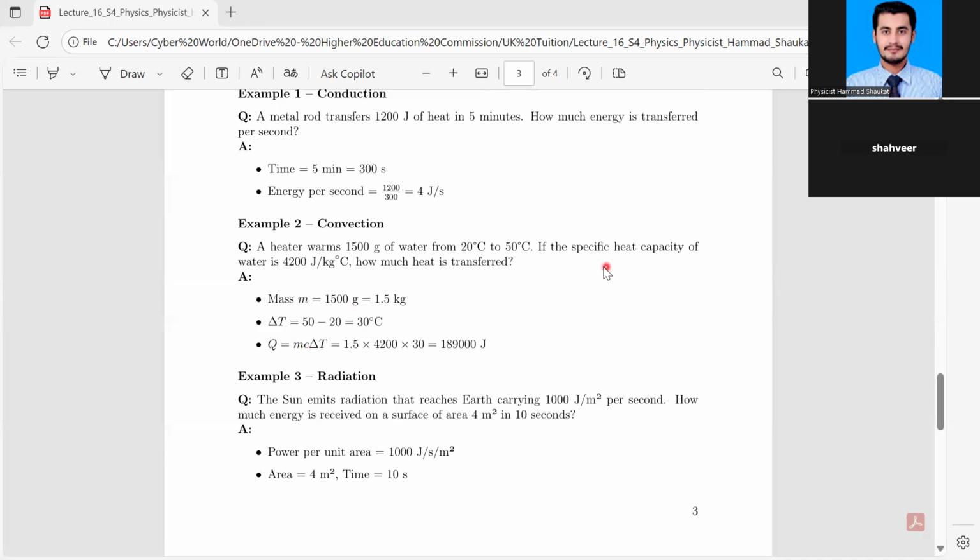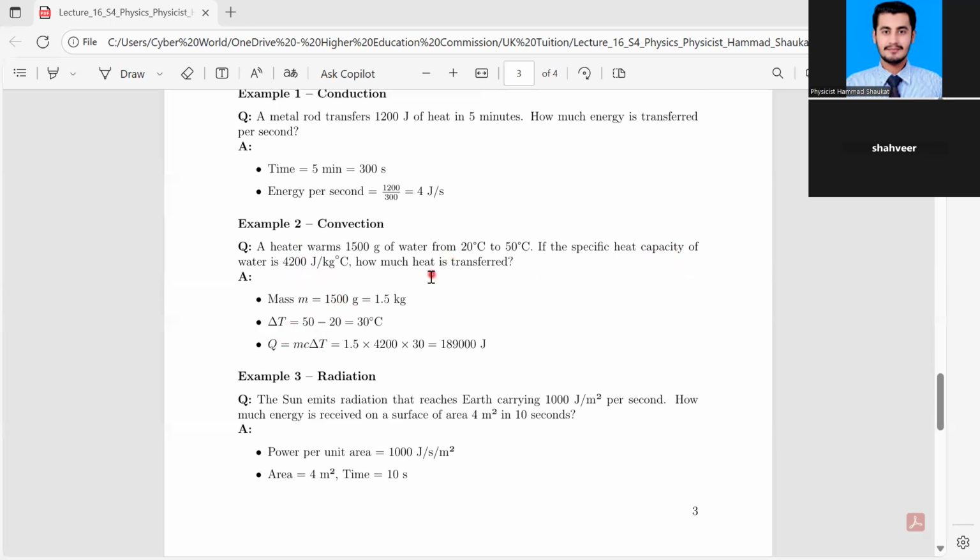The specific heat capacity is denoted by small c, and the specific heat capacity of water is 4,200 joules per kilogram degree Celsius. Sometimes the specific heat capacity of water is given in the problem, but sometimes not. So it is better that you remember this value. The specific heat capacity of water is 4,200 joule per kg degree Celsius.